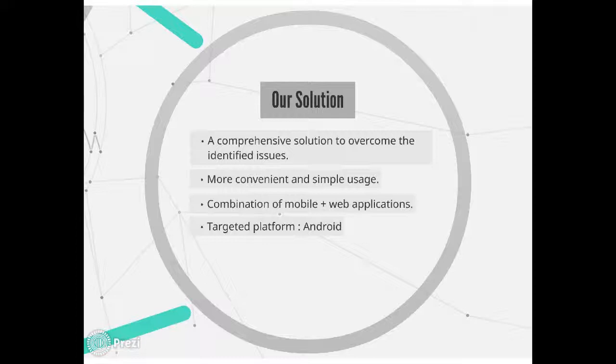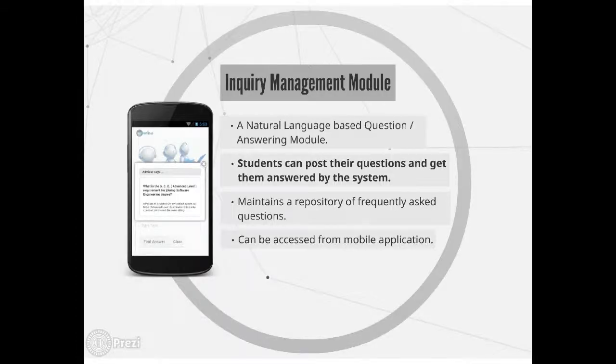The system consists of three main components: natural language-based question answering system, appointment auto-scheduling system, and feedback analyzing system. Inquiry management module, aka question answering system. This module is deployed in web and mobile platforms. Using the mobile app, the students can ask the question in natural language. Then the system identifies the meaning of the question using natural language processing techniques.